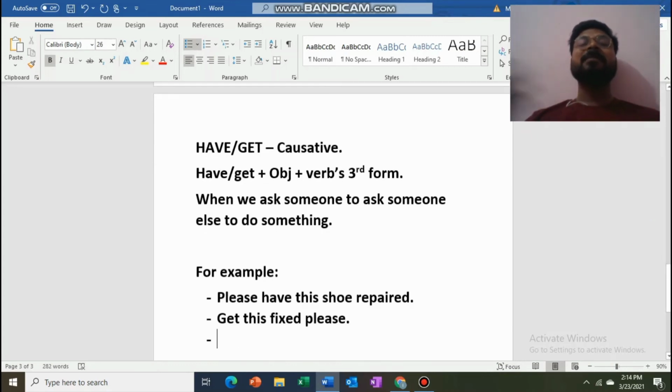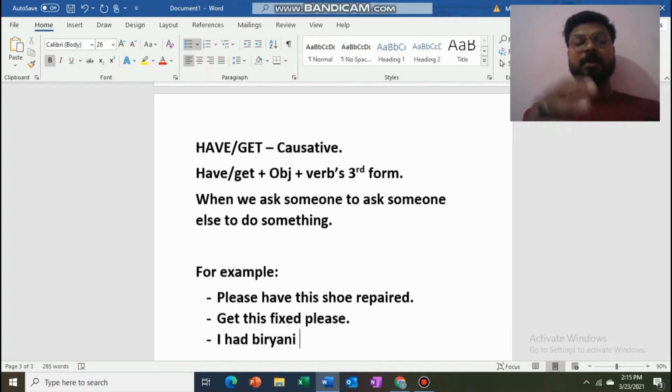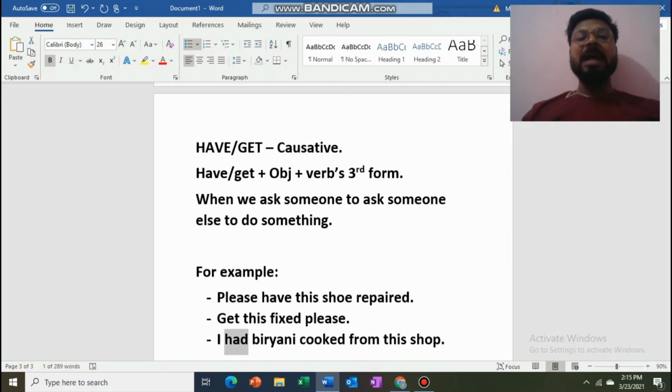Like when you do it with past simple tense, if we use it, like I had the food cooked from this shop, you can say I had the food, or I had biryani. Biryani is a very famous dish in Karachi, so I'm just using it. I had biryani cooked from wherever, right? Or from this shop, right? So here you see this had is the second form of have, right?